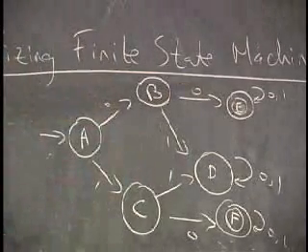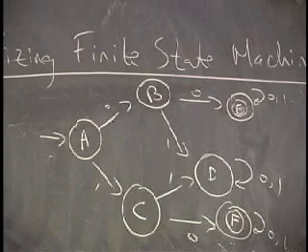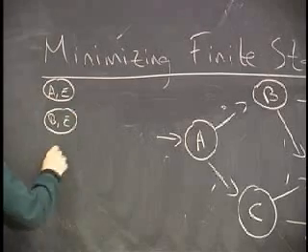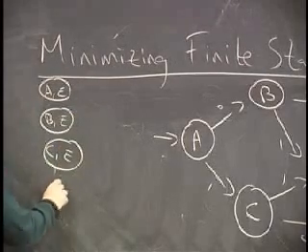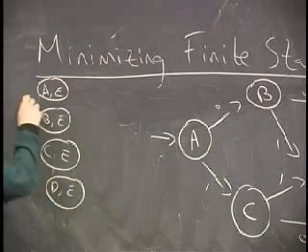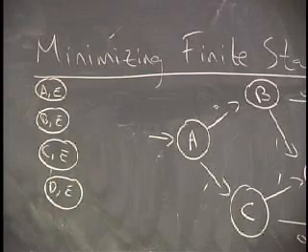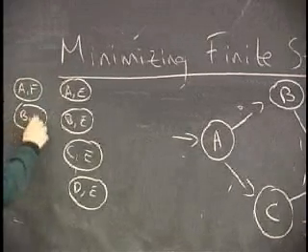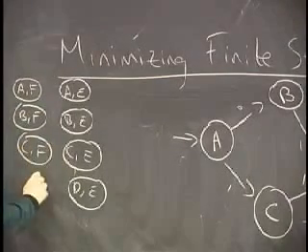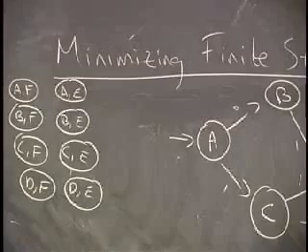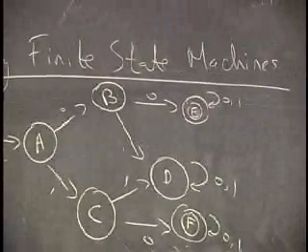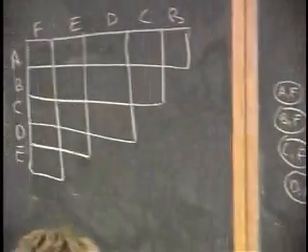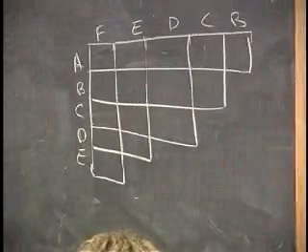Final states are distinguishable from non-final states. So I get AE, BE, CE, DE, and same thing for Fs, right? AF, BF, CF, and DF. Those are all the states that are distinguishable to begin with. And if I put them in this picture, where do they end up? I'll put X's in this picture on these pairs. Where are they?